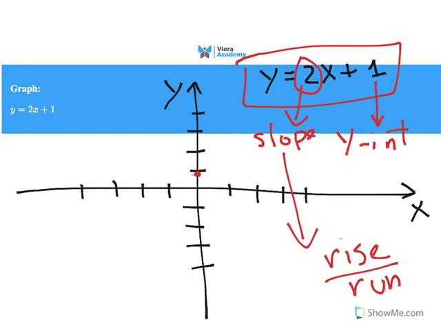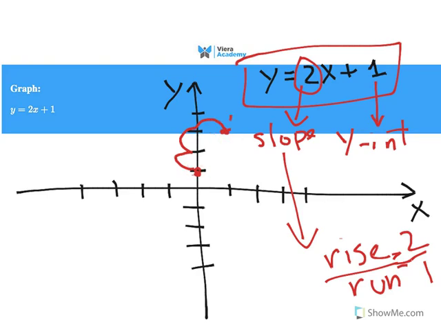And because the value of 2 is the same as 2 over 1, this pretty much says that all I need to do is to rise 2 and run 1 from the first point that I obtained. Let me show you. If I rise 2 from this point, I will get 1, 2, and then I run 1. Always run to the right. And that's how you find the second point here. Okay? In other words, this is the first point, this is the second point.